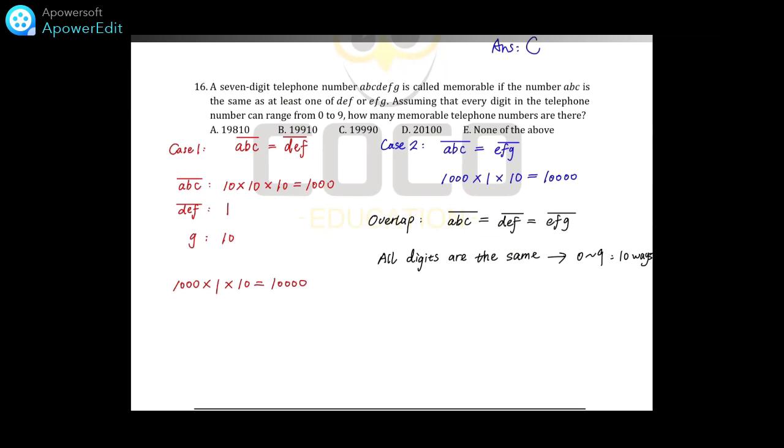So let's find the total now. Case 1, 10,000. Case 2, 10,000 numbers. And the 10 numbers that overlap between them are counted twice, so we minus 10. That's 19,990. So the answer is C.